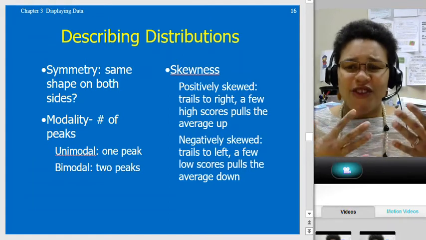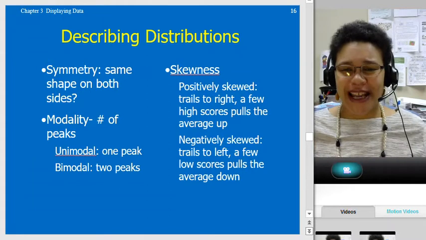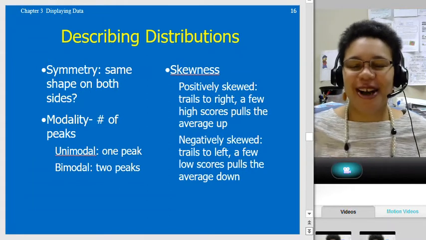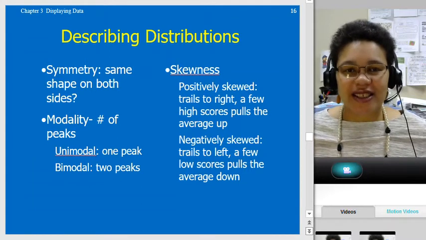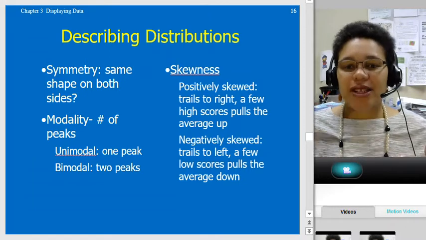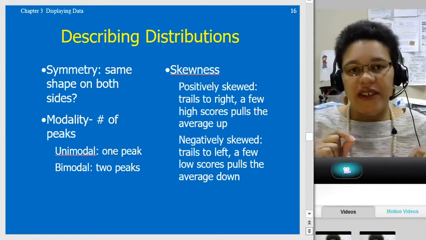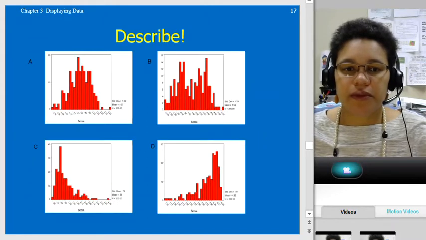And I know the video might be coming out backwards, so when I'm saying right, my hand is going left. So negatively skewed is trailed to the left. Okay, so it's trailing left or downward. A few low scores pull the average down. Okay, so we'll look at some examples.